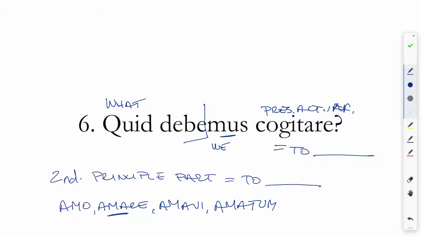Amare, the second principal part, equals to love. And in this case, the infinitive is used to complete the sentence. It completes the sentence. What ought we? Yes, keep going. What ought we? To think. And so since it completes the sentence, it is the complementary infinitive. You see that oftentimes with wish and able. I am able, yes, complete that thought. Oh, I am able to swim. I wish to leave. These are the complementary infinitives, and in this sentence, what ought we to think?